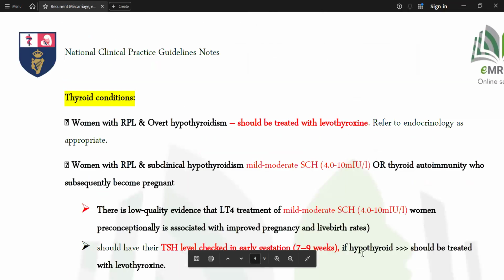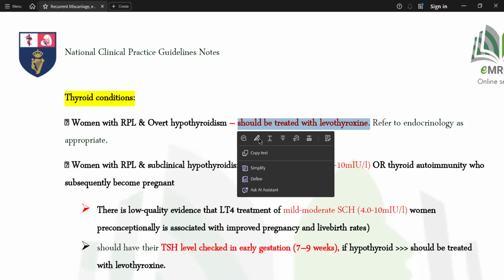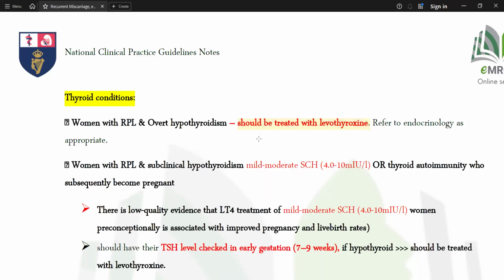What if the woman turned out to be hypothyroid? Overt hypothyroidism. Overt hypothyroidism means high TSH, low T3 and T4. She shall start treatment with levothyroxine right away, with referral to an endocrinologist, of course.